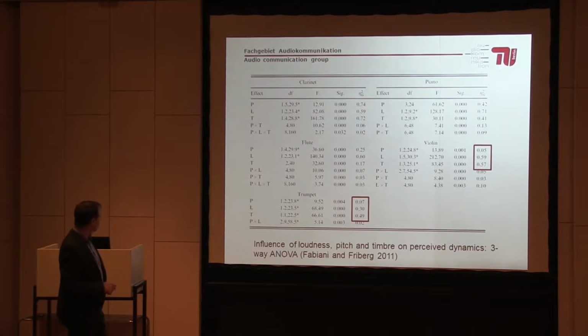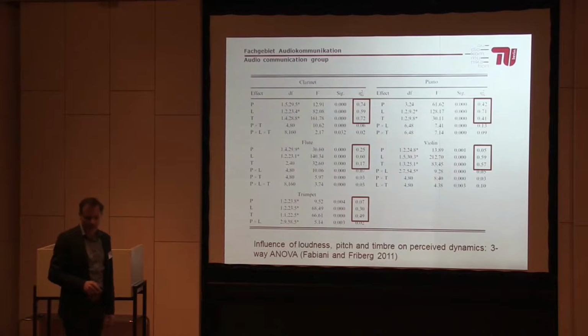strengths. And then you have instruments like trumpet and violin where you have no systematic variation with pitch, so less than 10% explained variance, and you have almost similar contributions of loudness and timbre to the perceived dynamics. You have other instruments where the loudness component is the dominant contribution, for example for the flute and for the piano, whereas the other two parameters are almost equal. And then you have instruments like the clarinet, where the absolute loudness is the least important parameter, and perceived dynamics is much more dominated by timbre and pitch.